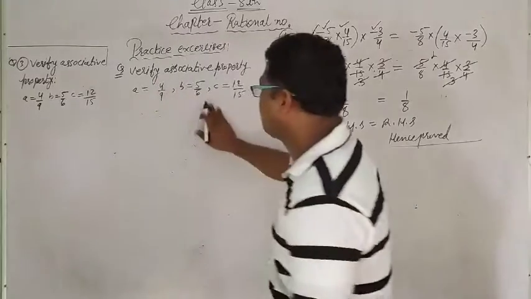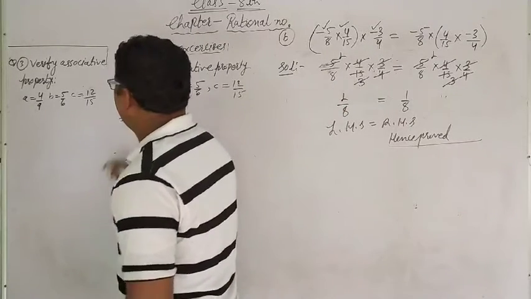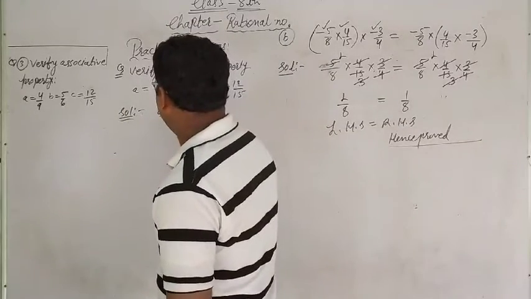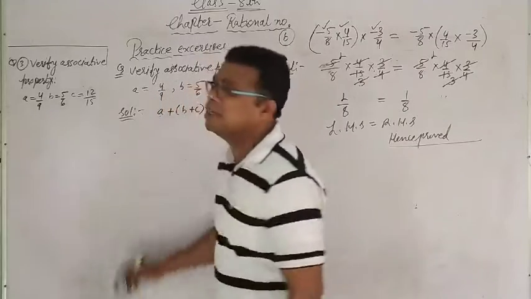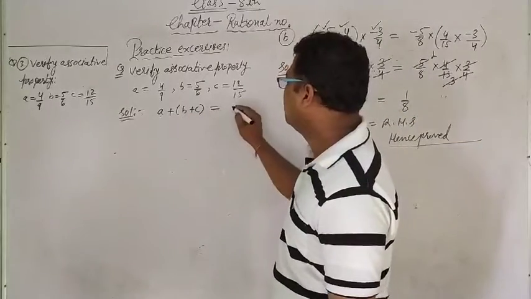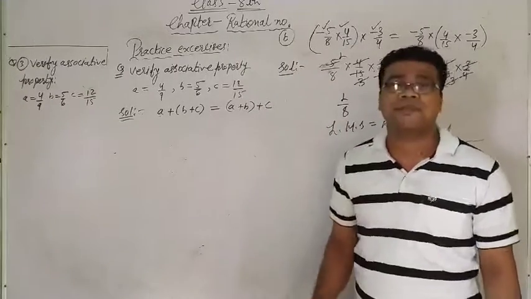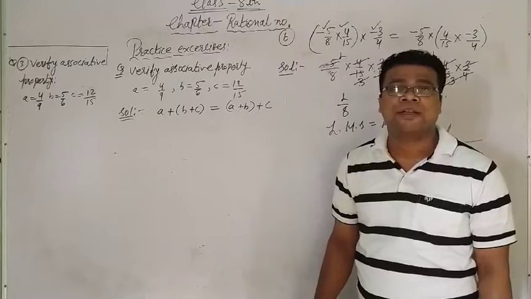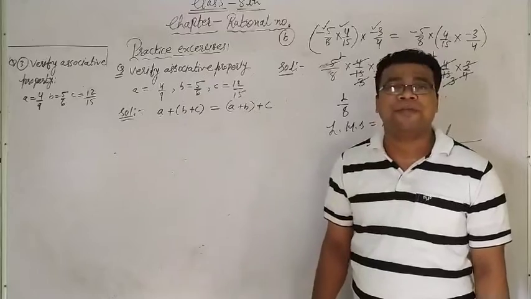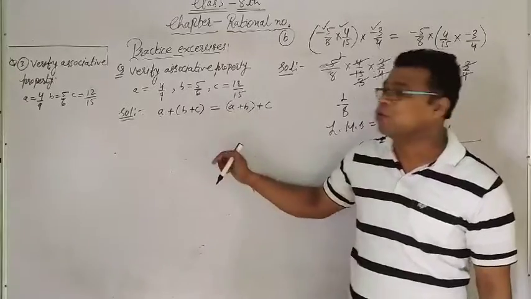Now right now see what is the associative law. For example, to verify the associative property, we are taking A plus B plus C. We are considering the addition case. So A plus (B plus C) should be equal to (A plus B) plus C. This is known as the associative law. The meaning is that we have to change the position of brackets. Here the bracket is coming in between B and C. Here the bracket is coming in between A and B.